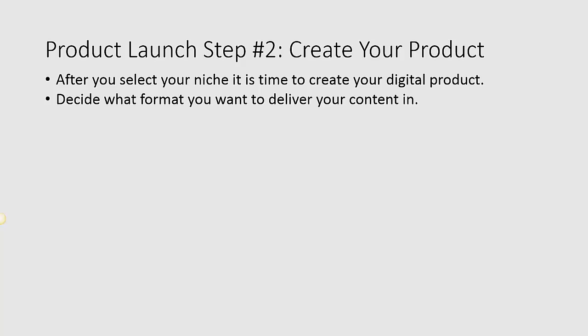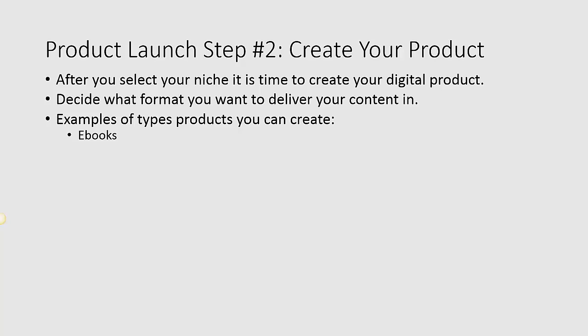You want to decide what format you want to deliver your content in. And here's some examples of types of products that you could create for this model. So these are digital information products. You could create ebooks. Many of you have seen those.